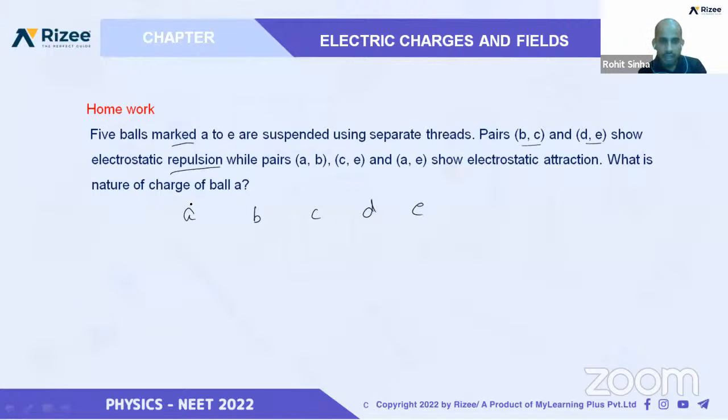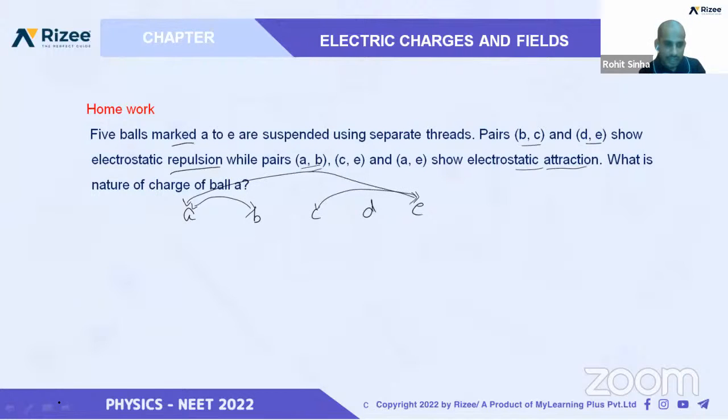Let me mark here A and B. A and B show attraction. That means opposite charges. C and E also have opposite charges because of attraction. Also A and E, this way. These 3 pairs have opposite charges.